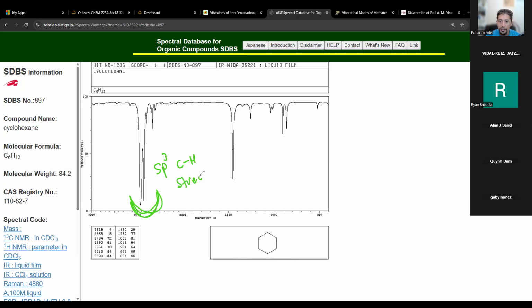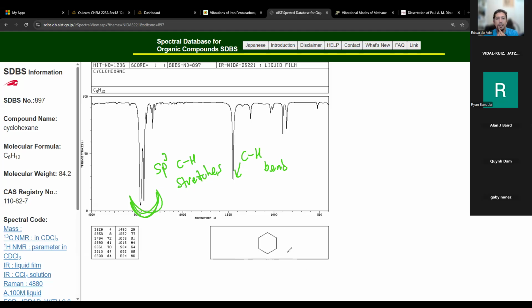We can only say that when we actually have something else to go off of. Otherwise, we don't know for sure. And so this is probably a carbon-hydrogen band. I'm sure there's some sort of vibrations associated with the chair conformations, if you have already done that in lecture. But as far as we're concerned, this is just a basic alkane.